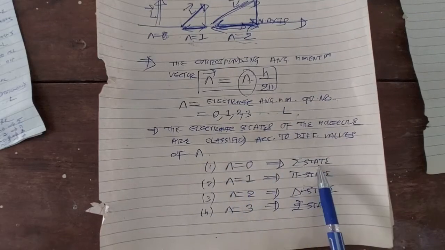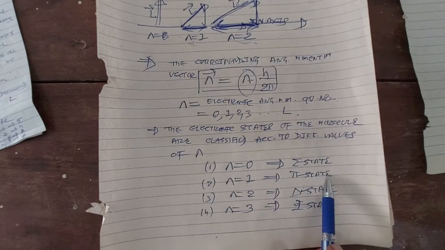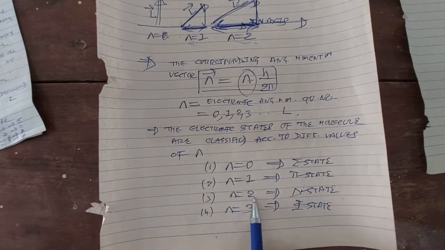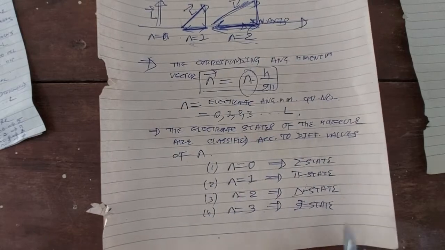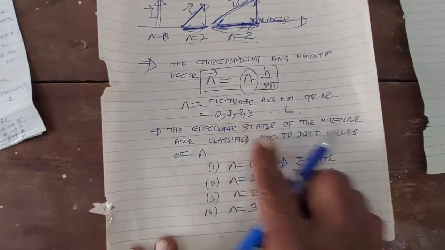Lambda equal to 0 is called sigma state. The electronic state for which lambda is equal to 1 is called pi state. The electronic state for which lambda is equal to 2 is called delta state. And the electronic state for which lambda is equal to 3 is called phi state, right? So electronic states are classified according to different values of lambda.